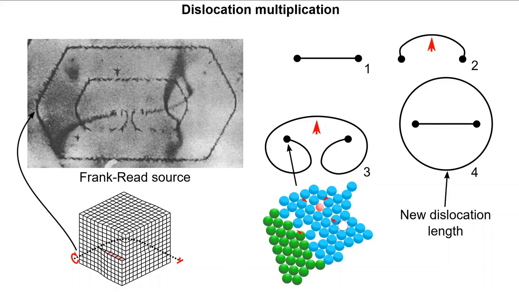At a critical point, the dislocation will join on itself, creating a loop around the initiating pinned length, and the originating line will return. This repeats over and over again, as shown on the top left of a wafer of silicon. This is one of the principal ways that dislocation density can dramatically increase with deformation.